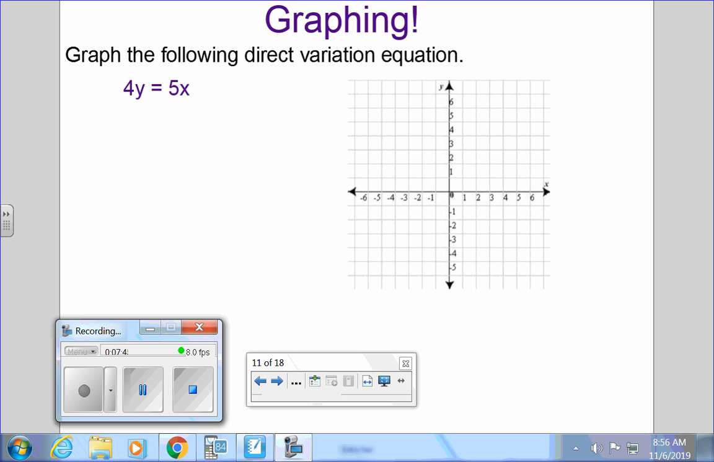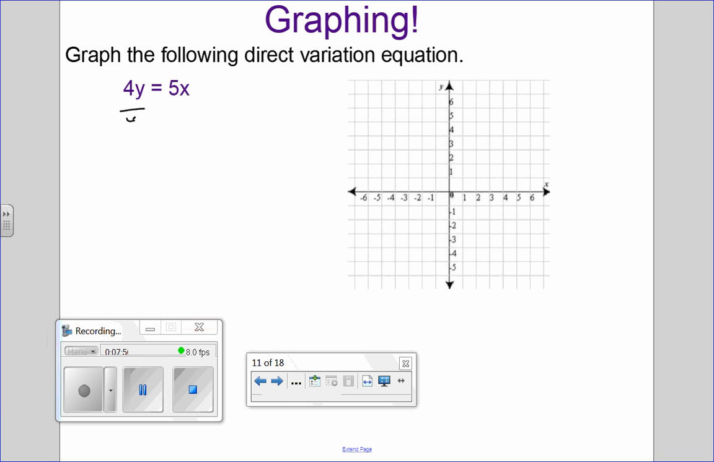Before we do any graphing on this one, let's get ourselves into slope-intercept form. So what would we do first? Yes, you have to solve for y. So you're going to divide by 4. And I would keep it 5/4x because that's your slope. The constant of variation is your slope.